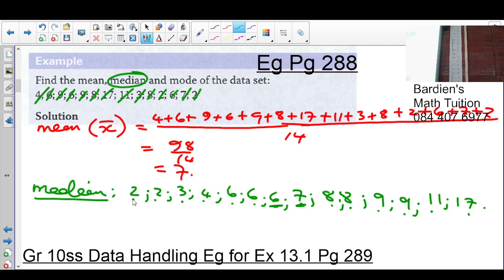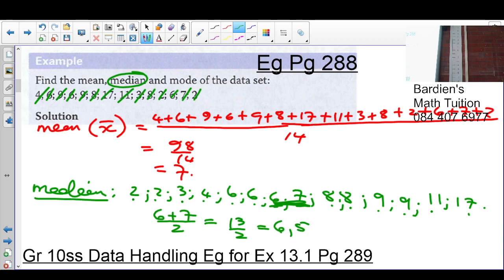Or we can play little games with ourselves. We put one finger on the 2 and one finger on the 17, and work our way into the middle, and you'll find two numbers in the middle. You all understand that? So if there are two numbers in the middle, we add them together. So it's going to be 6 plus 7, which is 13, divided by 2, which is?